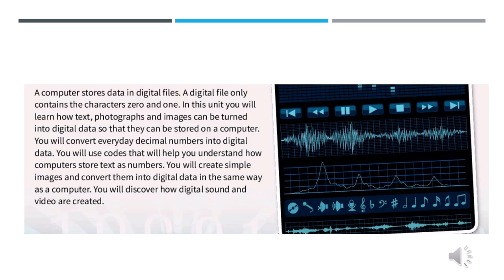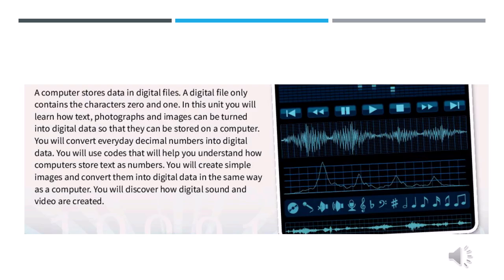In this unit, we will learn how text, photographs, and images can be turned into digital data so that they can be stored on a computer. We'll convert everyday decimal numbers into digital data. We'll use codes that will help you understand how computers store text as numbers. We'll create simple images and convert them into digital data in the same way as a computer. So we'll discover how digital data and videos are created.